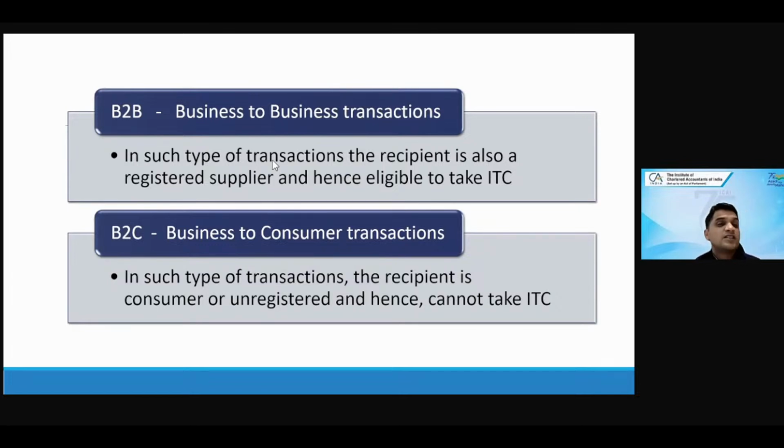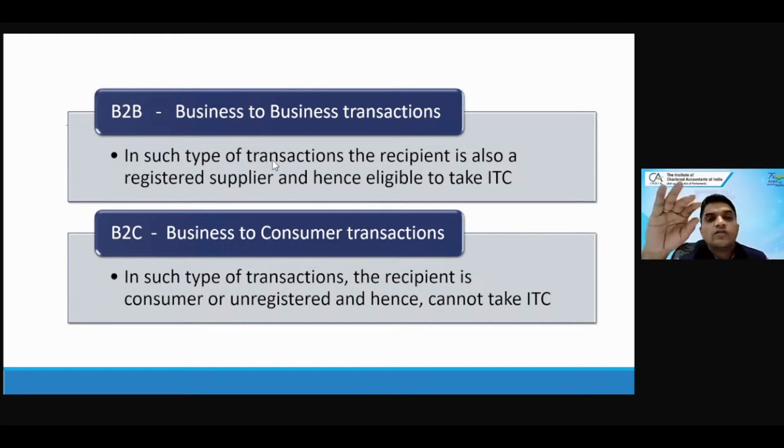Now let us understand what is B2B and what is B2C. Very important, because these terms we will be using very often now. What is a B2B transaction? It is a business to business transaction. In such type of transactions, the recipient is also a registered person and hence eligible to take ITC.